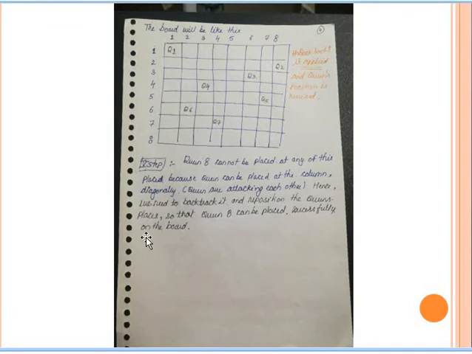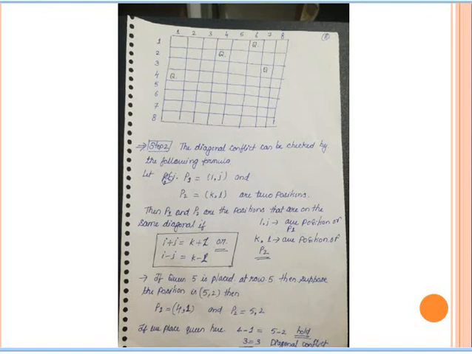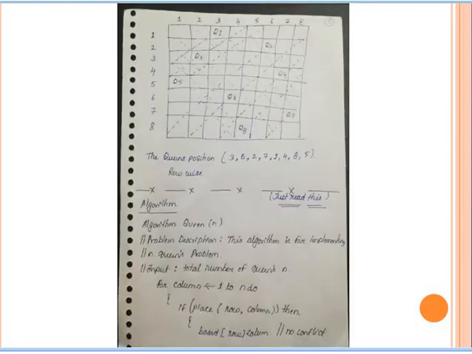After placing this, the last queen remaining to be placed on the board is queen 8. Queen 8 cannot be placed at any of these places, because if we place it in any column it will attack diagonally. So here also we are repositioning the queens, applying the backtracking approach in order to obtain the solution to the problem.